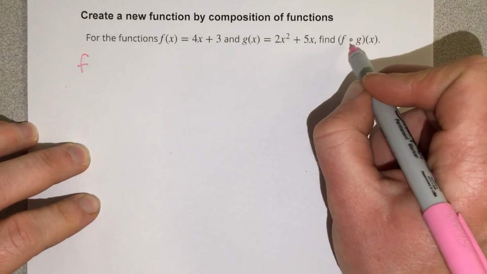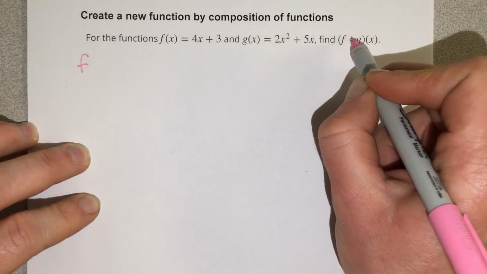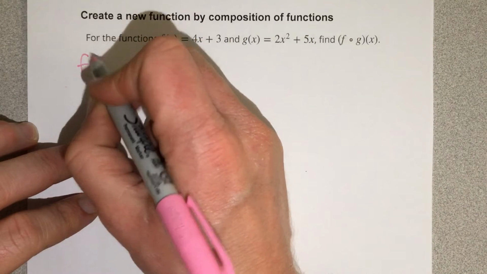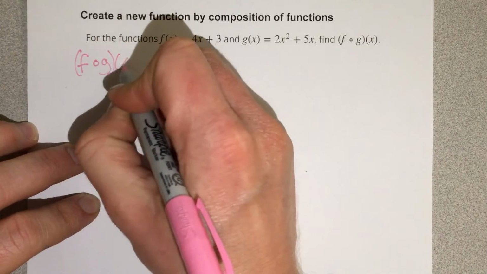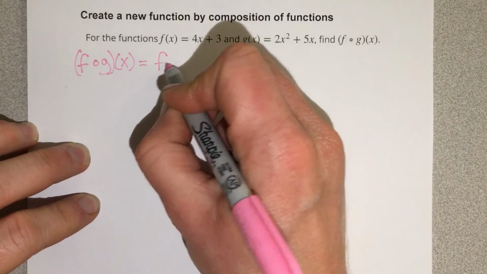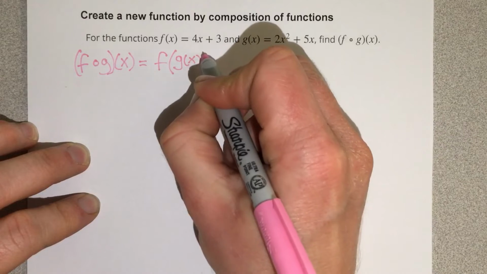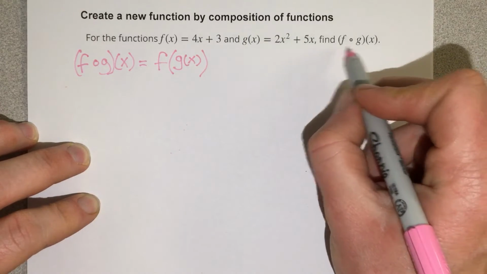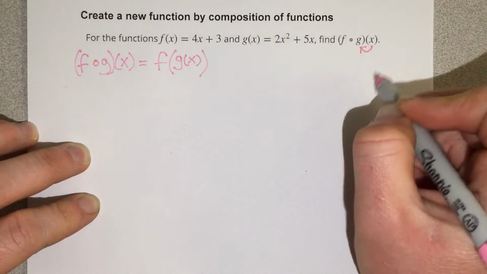This circle usually gets thought of as a multiplication. It is definitely not a multiplication. This means "of." So we're going to write this as f of g of x, which is equal to f with an input of g of x. So basically, when you see this notation, x is being input into g.